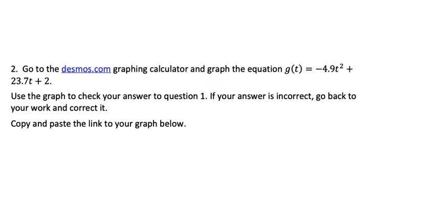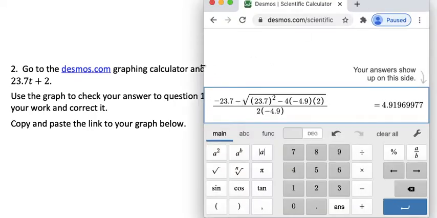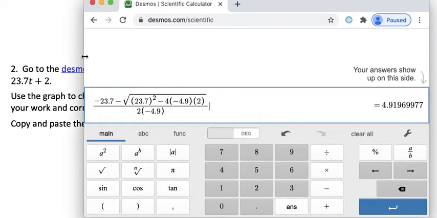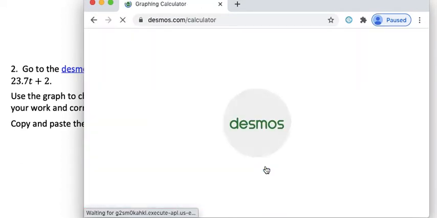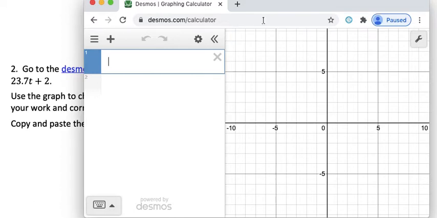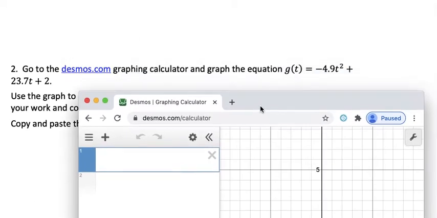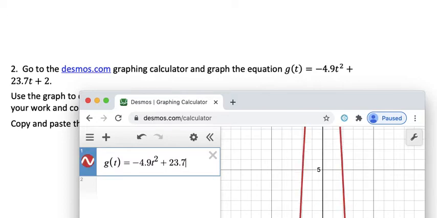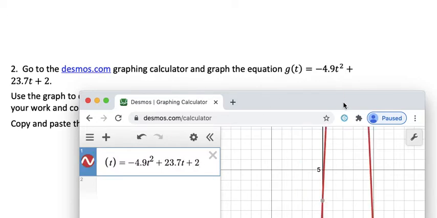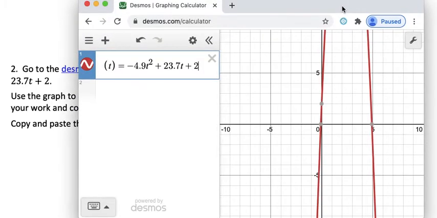So I'm going to bring back up my Desmos here, and I'm going to go back to desmos.com, and now I'm going to go to the graphing calculator. I'm going to type in my equation, which was g of t equals negative 4.9t squared plus 23.7t plus 2. And here's my graph.